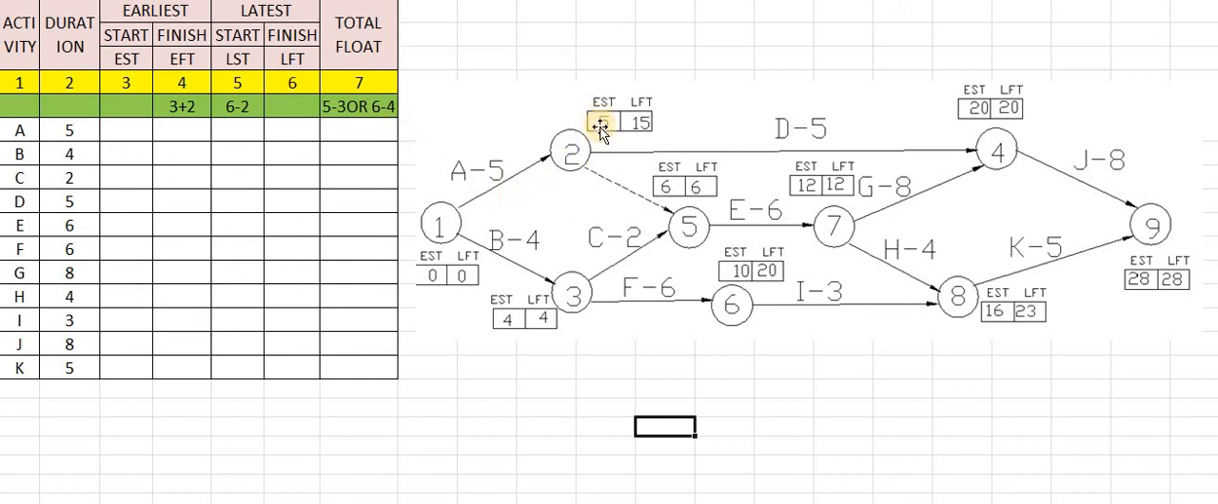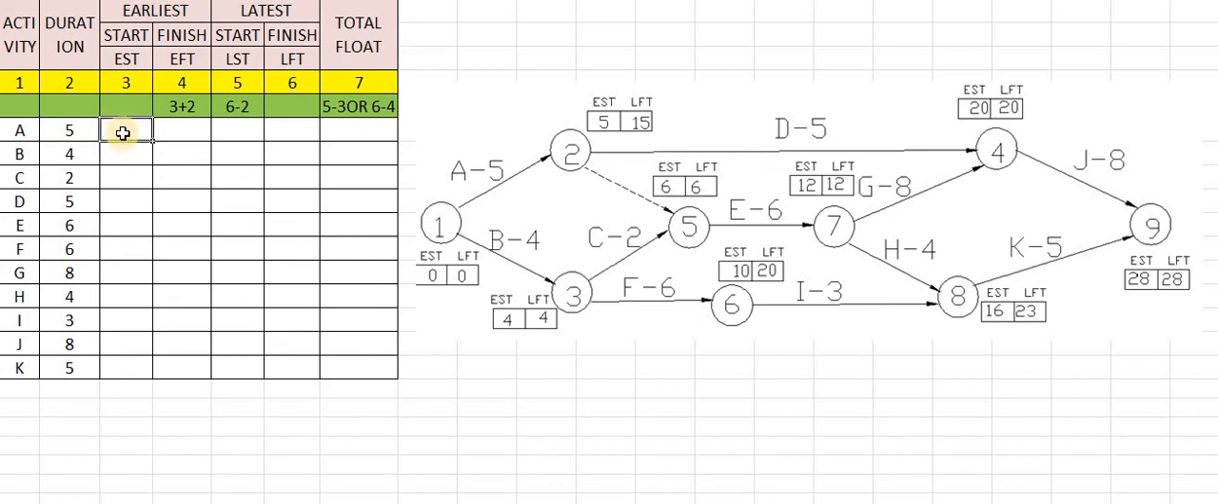Now, while feeding this EST, we have to see the starting node. Suppose for activity A we are taking the value as EST. So EST for activity A, what is the starting node? 1. So we have to take the EST for node 1. In this way we have to take the EST values, which we have already calculated in the network diagram, and also the LFT. We will use the same here. So first, activity A. While taking EST we have to take the initial node.